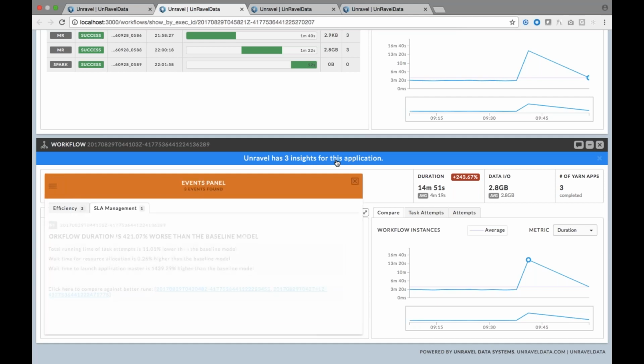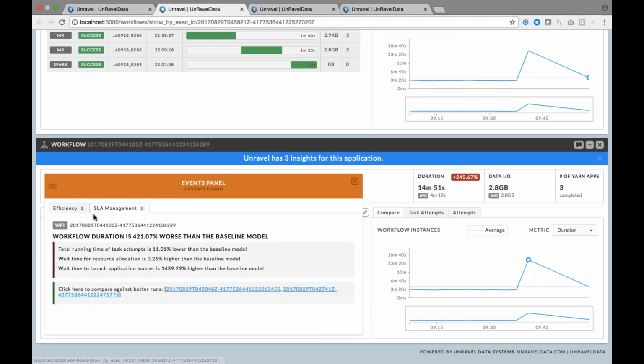But in this case, let's take a look at what Unravel has to tell us. So I'm clicking on Unravel's insights and now see how Unravel has done an SLA management analysis where it is automatically building a baseline for these repeated runs. There are a lot of reasons why performance could change. It could be that the IO it is doing or the data set it is getting is much larger today. Or there could be resource contention, or it could be that the name node is much slower today, right?